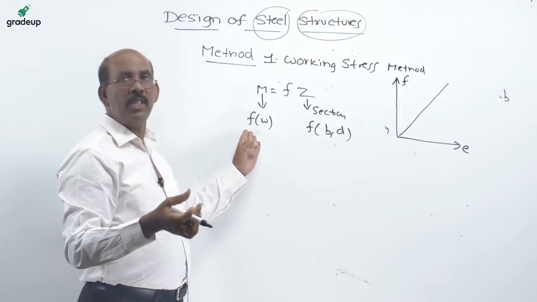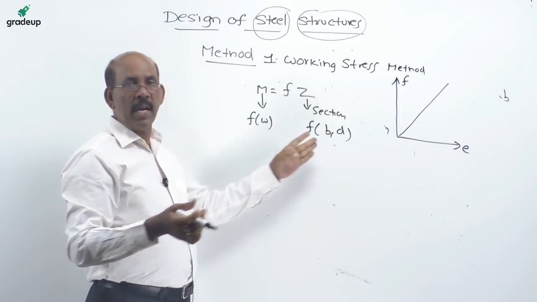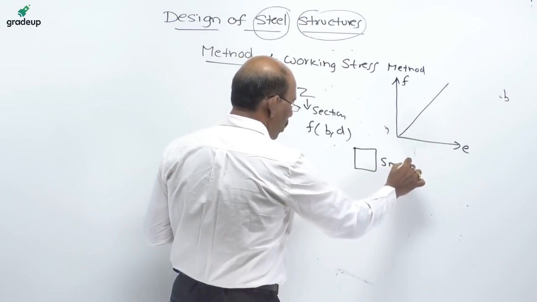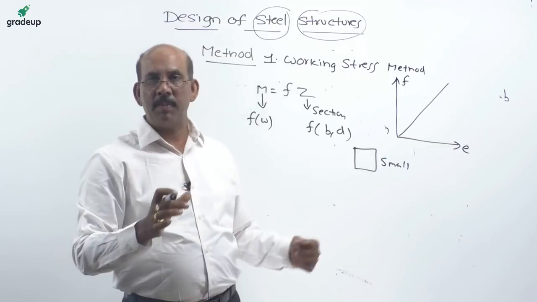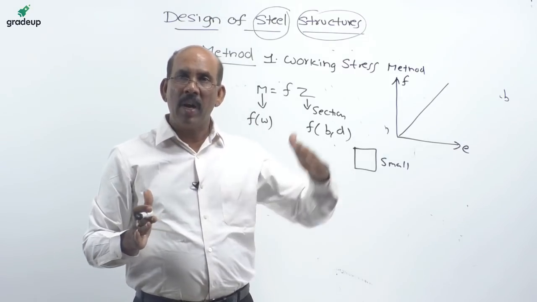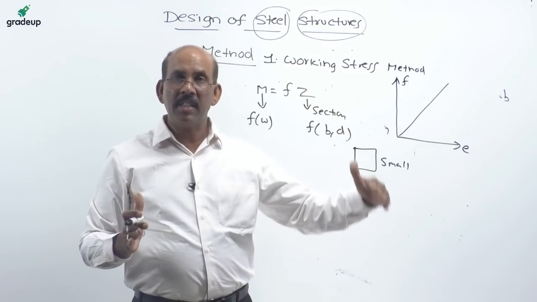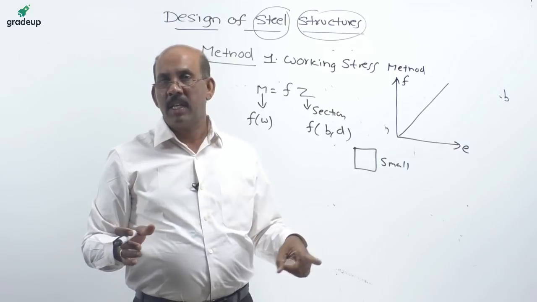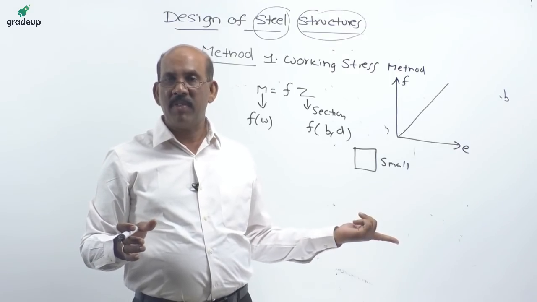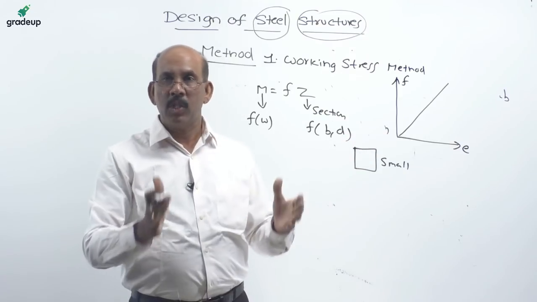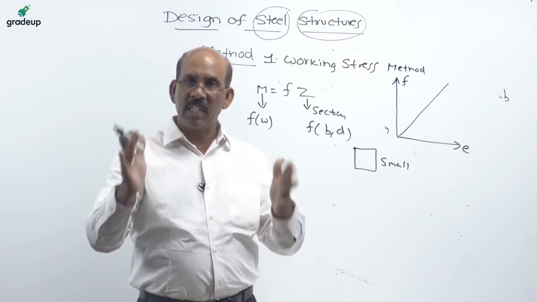Normally this value is less, so automatically B and D, the size of the section, is very small compared to the previous working stress method. So in the limit state method, safety is considered, strength is considered, and moreover the load is less here because of the factor of safety, which is 1.15 when compared with the previous one, 1.8. So naturally the size of the section is less.